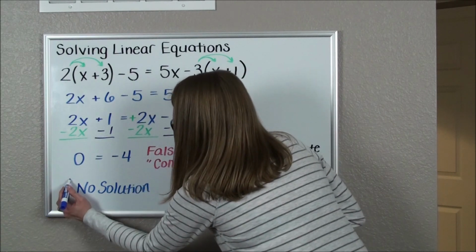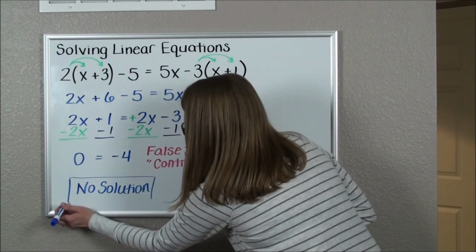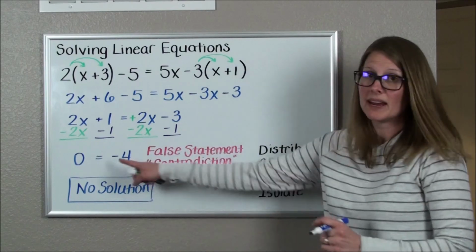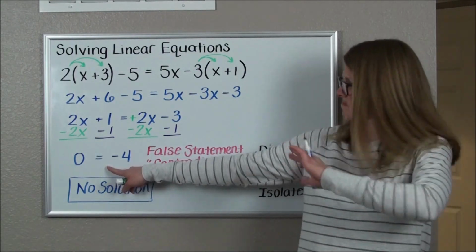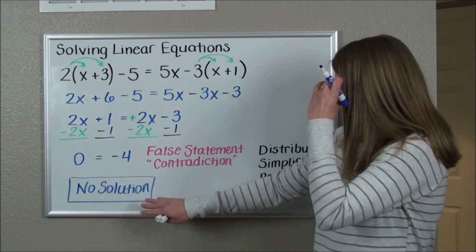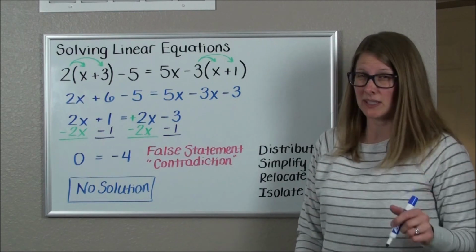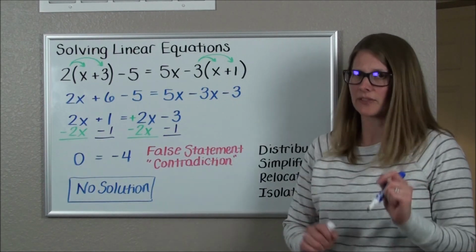There is no solution to this problem. There is no value of x that will ever make 0 equal to negative 4. That's never going to be true. No value will work. And if you're doing set notation, there's a couple different ways.